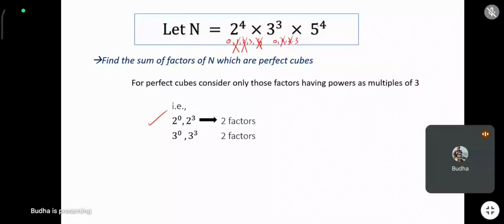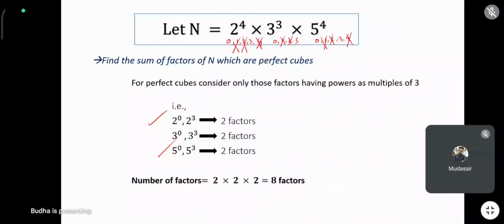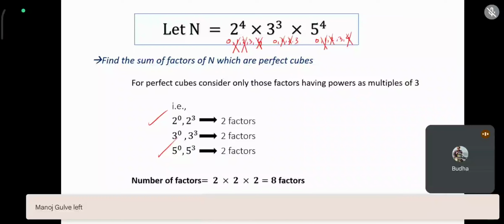व्हाट अबाउट दिस? 0, 1, 2, 3, 4. So जो मल्टीपल ऑफ 3 है that I'll select. Rest reject कर दो. That means 2 into 2 into 2. ठीक है? So हमेशा पावर्स का ही खेल है.